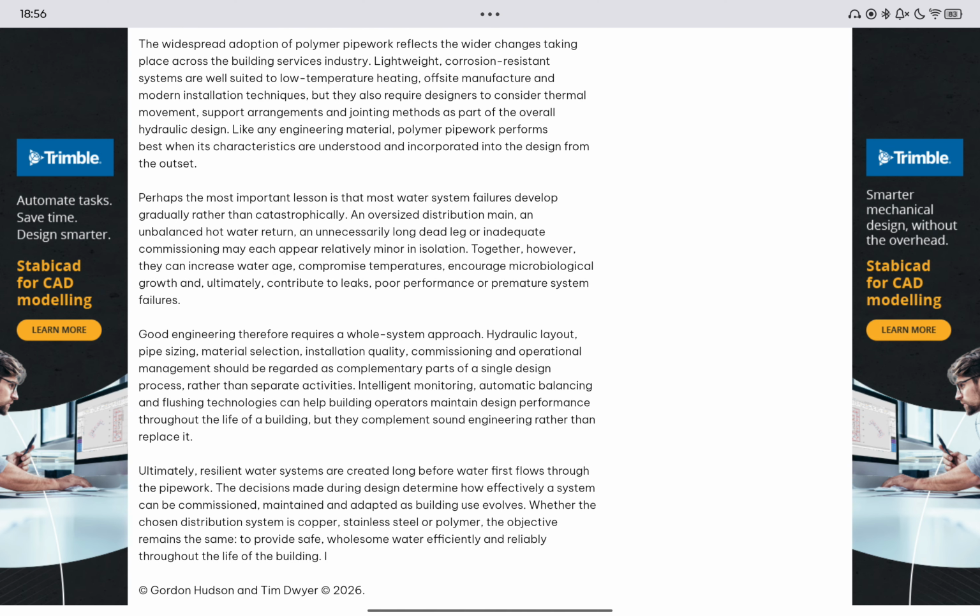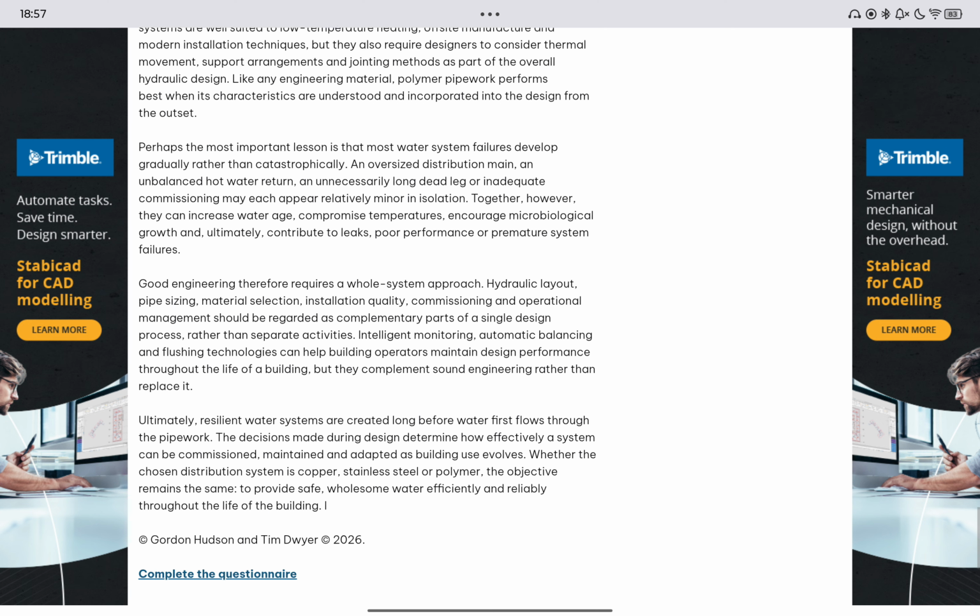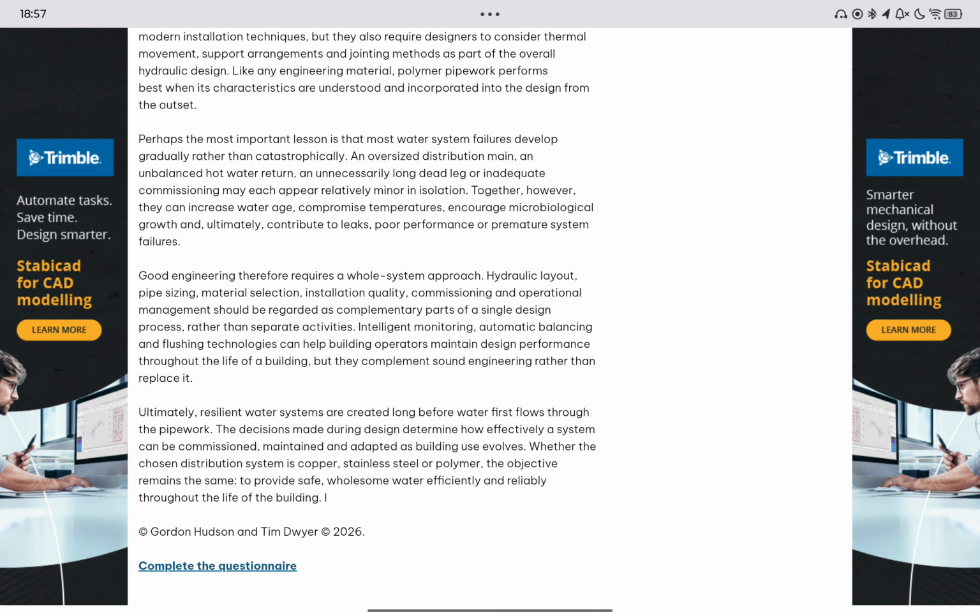Perhaps the most important lesson is that most water systems failures develop gradually rather than catastrophically. An oversized distribution main, an unbalanced hot water return, an unnecessarily long dead leg, or inadequate commissioning may each appear relatively minor in isolation. Together, however, they can increase water age, compromise temperatures, encourage microbiological growth, and ultimately contribute to leaks, poor performance, or premature system failures.